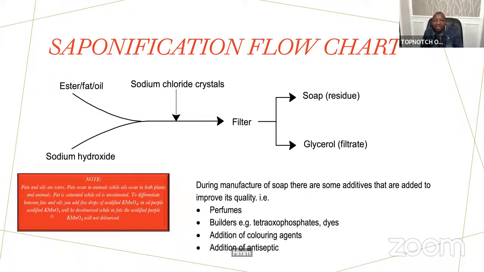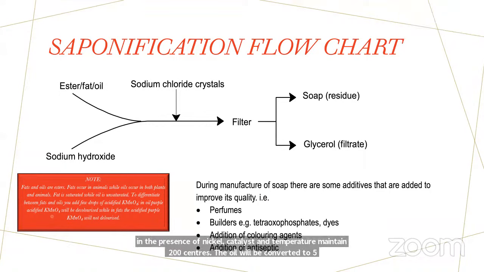Always remember, that's why we convert oil to fat through hydrogenation. Hydrogenation can only take place in a substance that is unsaturated. If asked to describe how you can convert oil to fat, you say: bubble hydrogen through the oil in the presence of nickel catalyst and temperature maintained at 200 degrees Celsius. The oil will be converted to fat. That's the end of saponification.